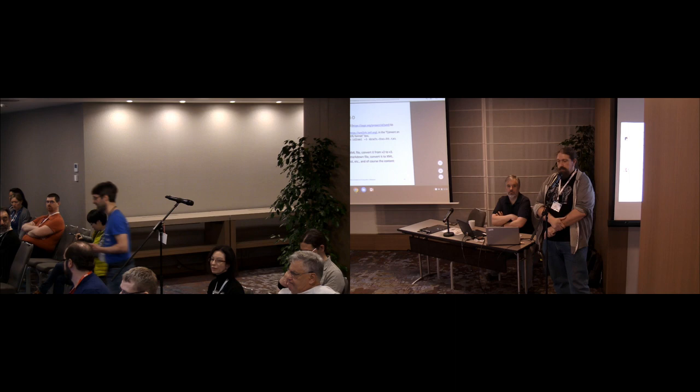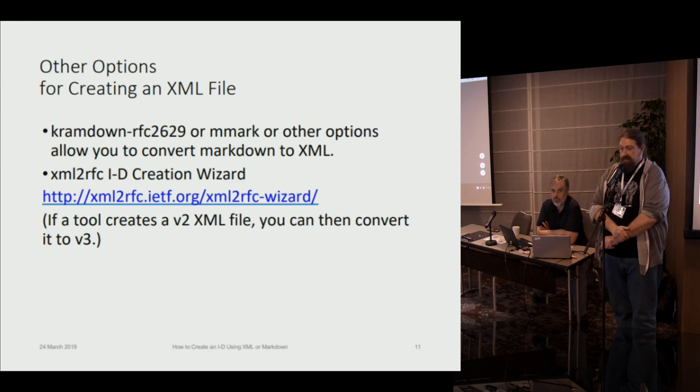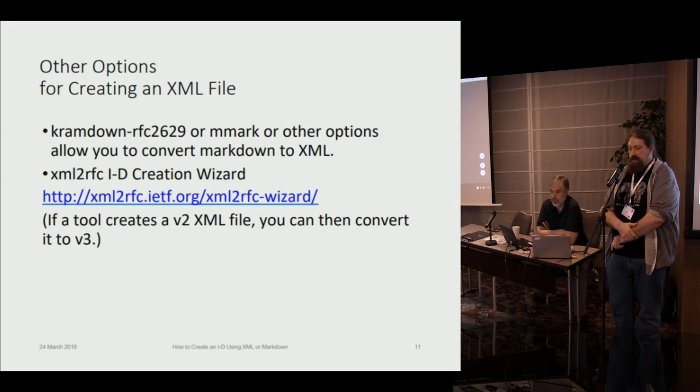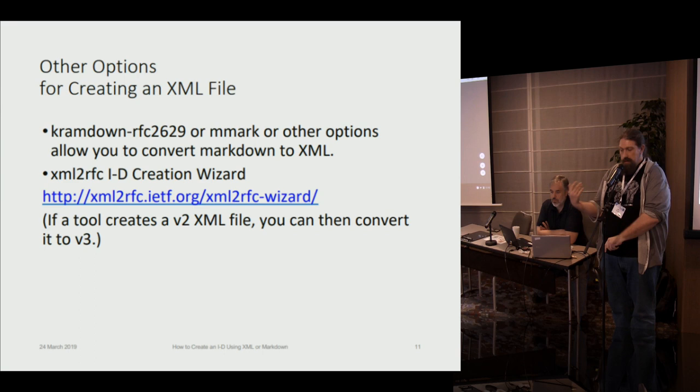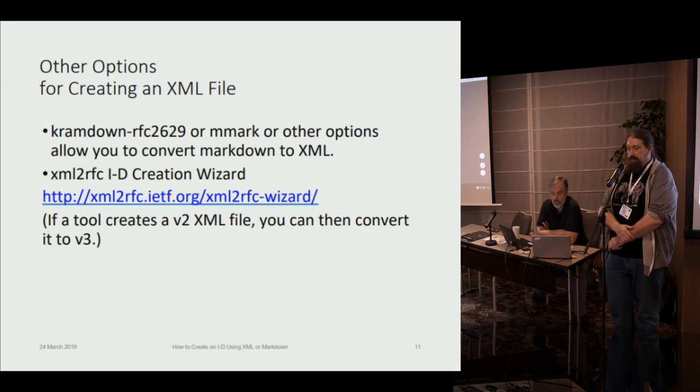All right. So some other options for creating this XML file is, again, we'll have Dan go over Cramdown, or there's MMark, if you're willing to start from Markdown. And there is a creation wizard. It does spit out the V2 format, so you'll need to go through the V2 to V3 conversion mentioned earlier to work with that. But there are some tools to help you get started.